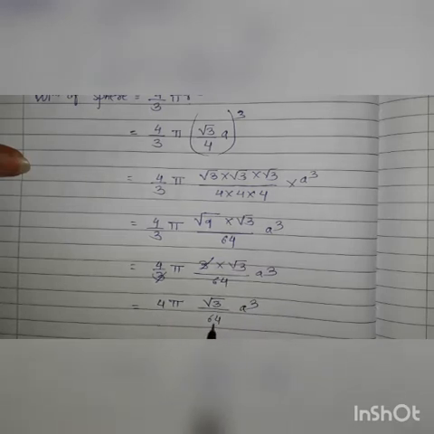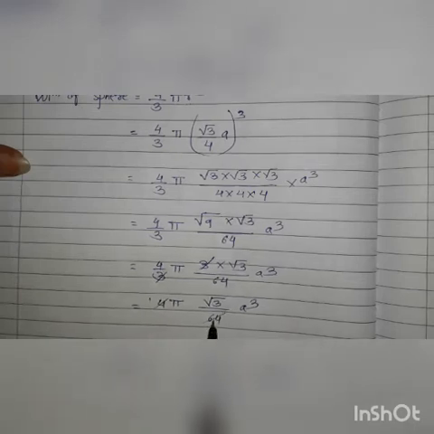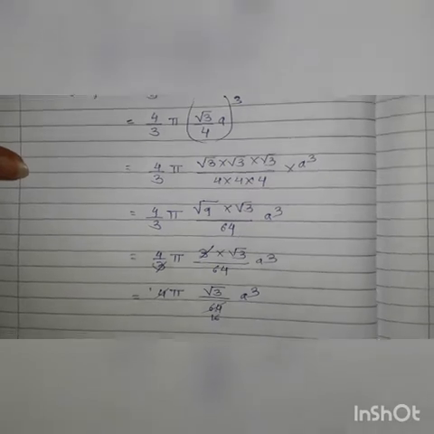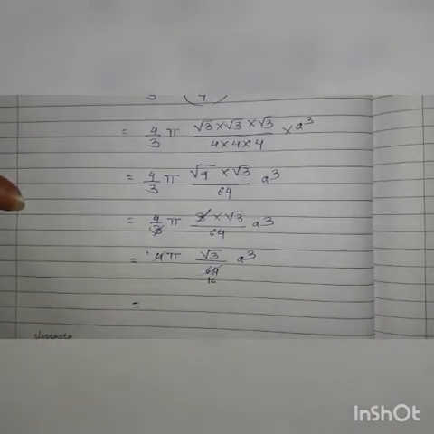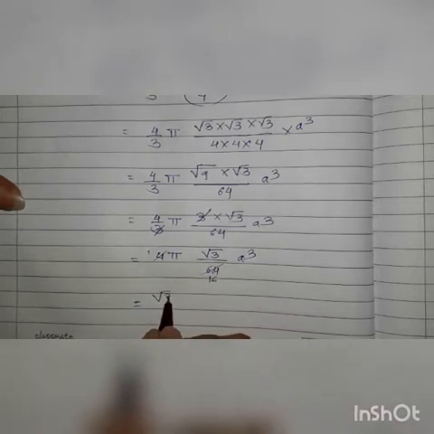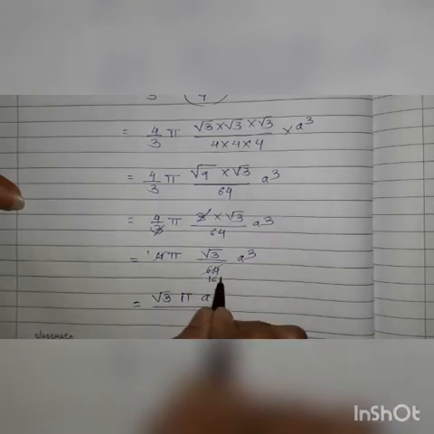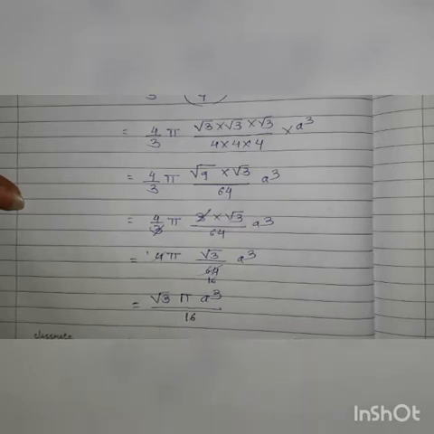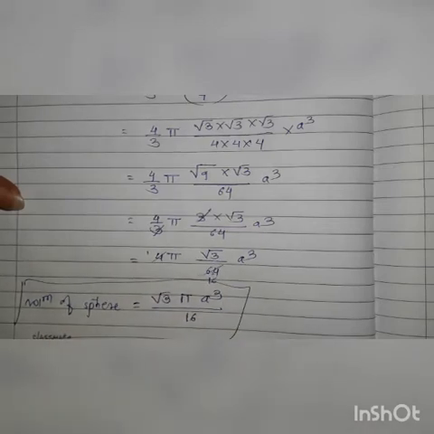Okay, now we will divide this 64 by 4. So 4 ones are 4, here also 4 ones are 4, and 4 6s are 24. So here we got 16. Okay, so what we have got, let us write it properly. Root 3 is present in numerator, so root 3, then this pi, and then this a cube, and in denominator 16 is there. So this is the volume of one sphere we have got. Understand? Now we have got radius and also volume of sphere.